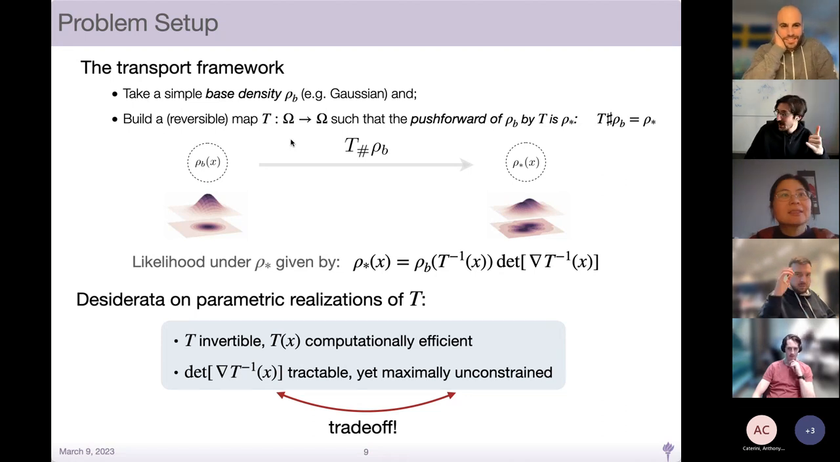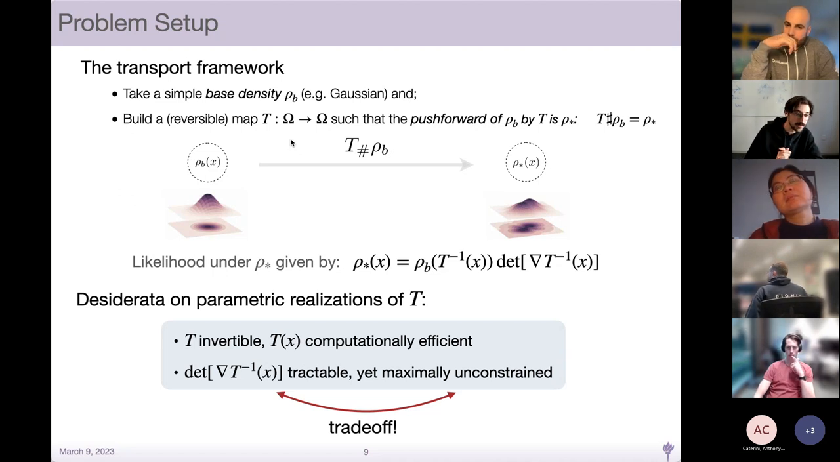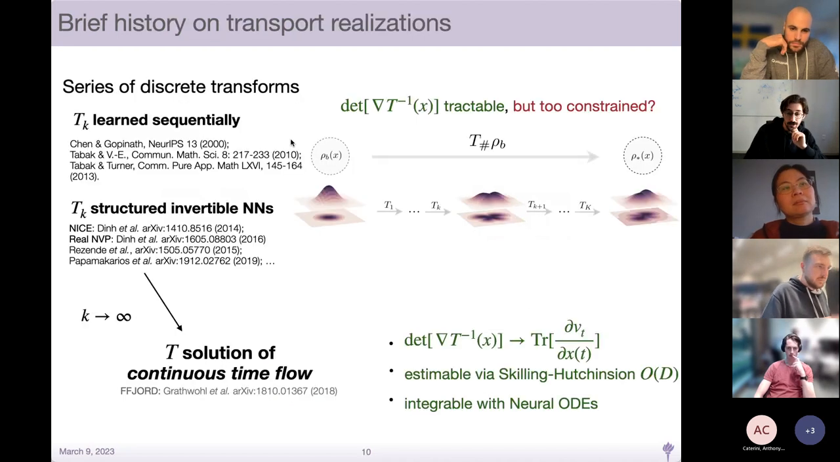We need this determinant to be tractable, which means we have to put some sort of constraints on T to be able to realize this change of variables in any efficient sense. So there's a trade-off that we have to balance here. We want this transport to be as unconstrained as possible so that it can be expressive and learnable, but we also need to think of some sort of computational limitations. So how has this started?